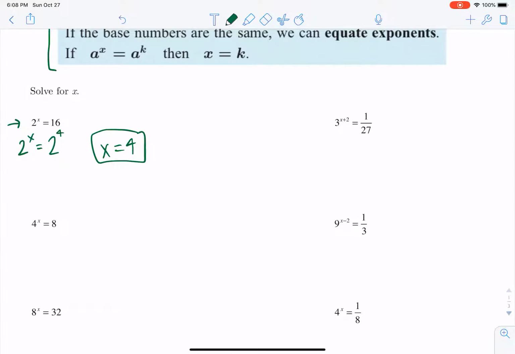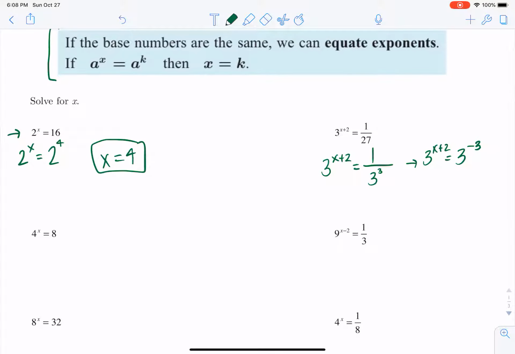Coming over to this problem, 3 to the x plus 2 is equal to 27. I can write 27 as 3 to the 3rd power. Then I can keep going with that and write 3 to the x plus 2 is equal to 3 to the negative 3rd power by using my properties of negative exponents. So now I know that x plus 2 is equal to negative 3. I can subtract 2 from both sides, and here x is equal to negative 5.